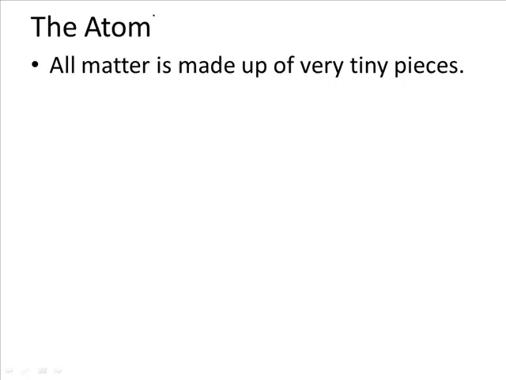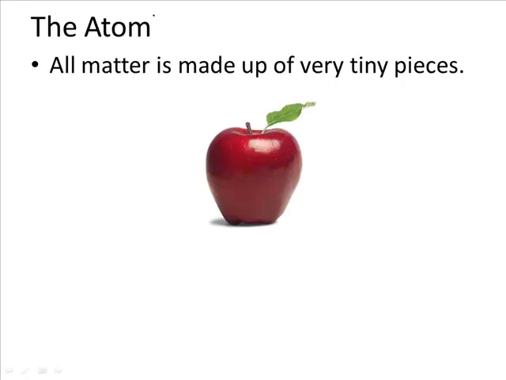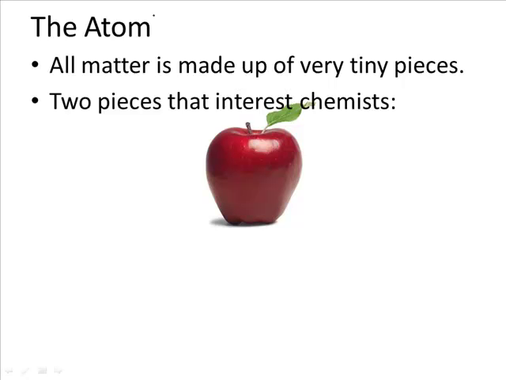Chemists are generally interested with the smallest pieces of matter, and it doesn't matter whether we're studying something very large or something very small. If you think about something like an apple, now you can appreciate that if we were to look at it on a very, very small scale, it actually becomes really complex and really interesting. Even though there's a lot of levels of complexity, chemists are generally interested in the two simplest pieces of matter that make up everything around us. The simplest, by far, is the atom.